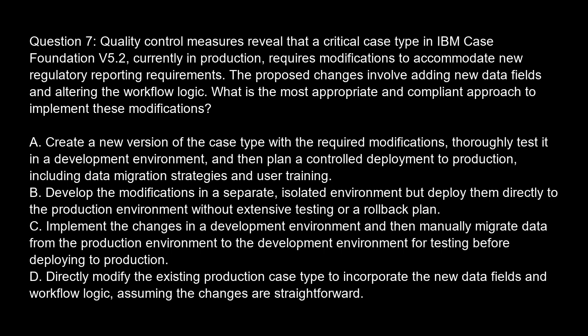Option A. Create a new version of the case type with the required modifications, thoroughly test it in a development environment, and then plan a controlled deployment to production, including data migration strategies and user training. Option B. Develop the modifications in a separate, isolated environment, but deploy them directly to the production environment without extensive testing or a rollback plan. Option C. Implement the changes in a development environment, and then manually migrate data from the production environment to the development environment for testing before deploying to production. Option D. Directly modify the existing production case type to incorporate the new data fields and workflow logic, assuming the changes are straightforward.